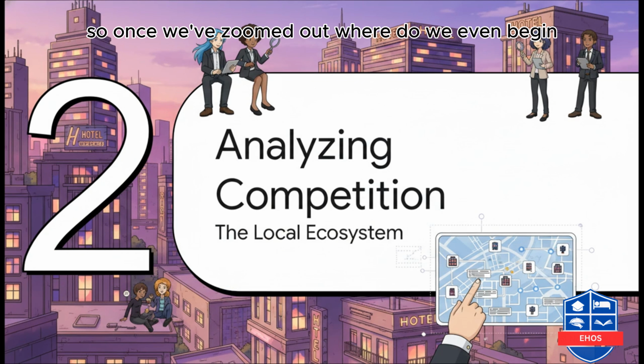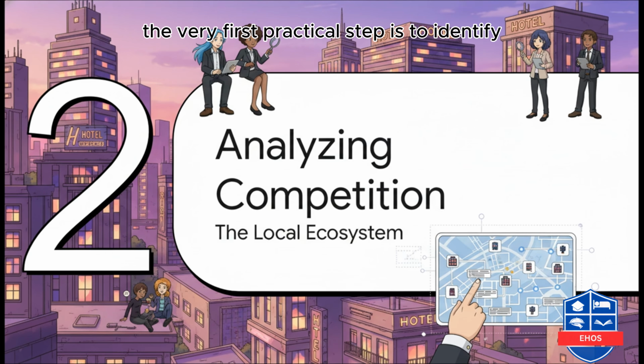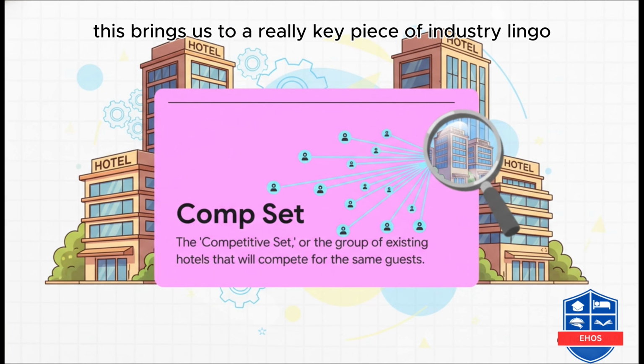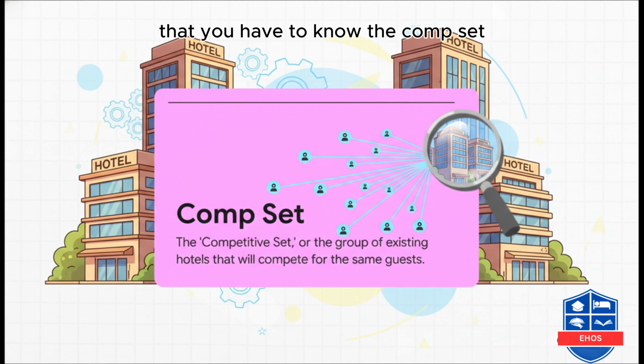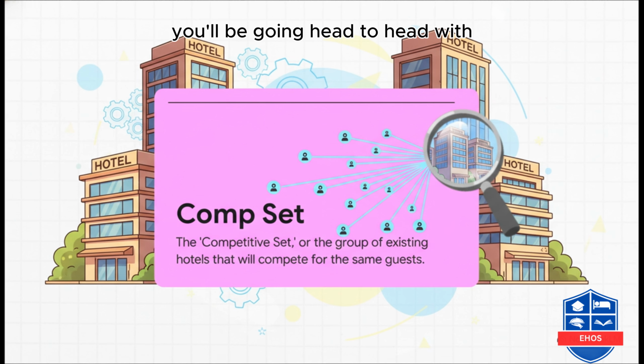So once we've zoomed out, where do we even begin? Well, you start with the existing players on the field. The very first practical step is to identify, and really understand, the other hotels that are already up and running in that area. This brings us to a key piece of industry lingo that you have to know: the comp set. Now, this isn't just a random list of hotels that are nearby. No. This is the very specific group of properties you'll be going head-to-head with, competing for the exact same customers. Getting your comp set right is the foundation for everything else you're about to do.